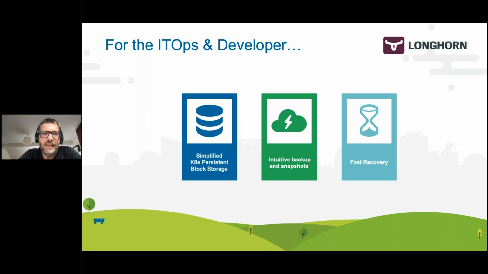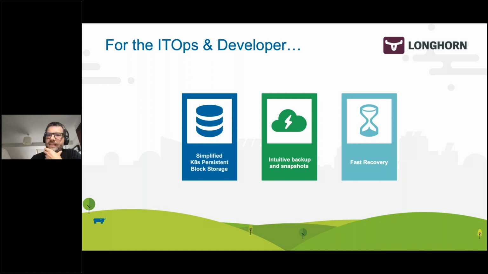And then lastly, fast recovery. Longhorn simplifies your disaster recovery strategy by replicating your volumes quickly within Longhorn, and you can easily create read-only remote replica volumes in other Kubernetes clusters and define the recovery point, RPO, and also the recovery time, the RTO. So there's that.